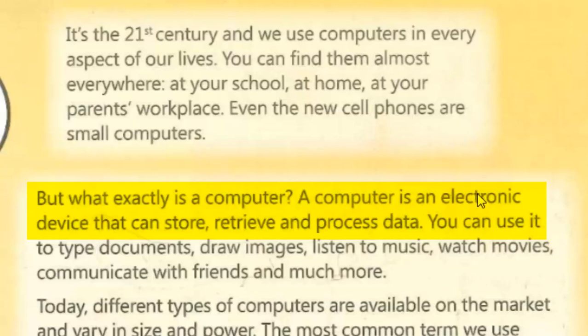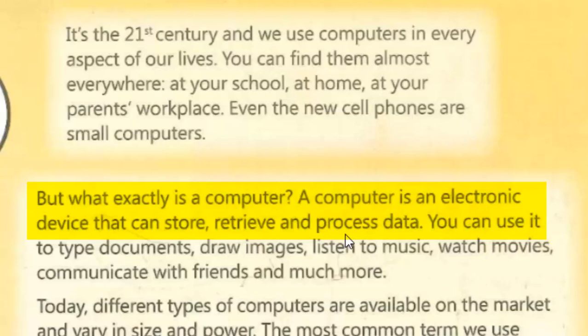So the definition of a computer is an electronic device. Why is it an electronic device? Because it uses electricity to work. The computer also stores the data or information, and retrieves the data. Retrieve as in you already have your files on your computer. When you open those files, it means you are retrieving them. So you store the file, then you retrieve it and then process the data.